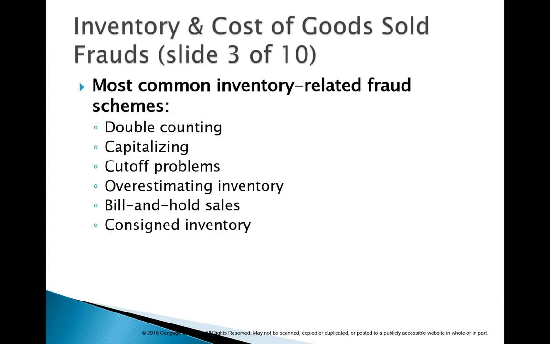So how can you artificially overstate your ending inventory? Well, there are simple things. You can double count inventory. You can capitalize expenses into inventory. You can have cutoff problems where you record sales, but then don't take the inventory out of your inventory. So you record a sale right at your year end, but still leave the inventory and count it as inventory at year end. You can overestimate your inventory.